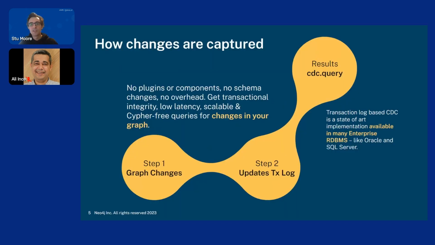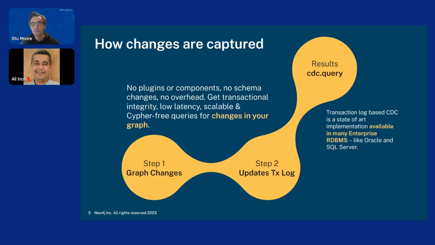So how does Neo4j's Change Data Capture work? There are several approaches vendors can take in a database. We selected what is considered the state-of-the-art implementation. It's available in many other enterprise database systems like Oracle and SQL Server, because these systems are used extensively by our customers for relational workloads. They have a similar expectation for their graph database.